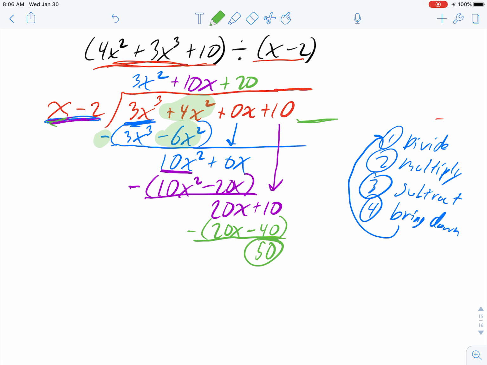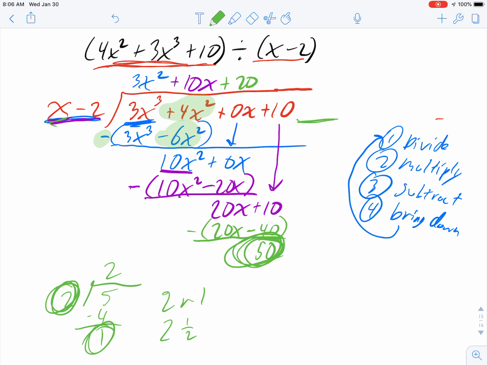Now you may remember from long division that if you did something like 2 into 5, 2 went into 5 2 times, 2 times 2 was 4, subtract, you'd get a remainder of 1. So you could write that as 2 remainder 1, but more often you do 2 and 1/2, where that 1 goes over the 2 you were dividing by. And so connecting that here, we've got a remainder of 50, so it's 50 over the x minus 2. So our remainder is 50 over the x minus 2.